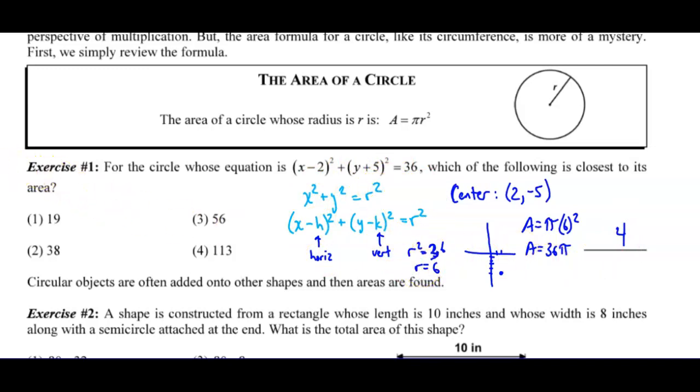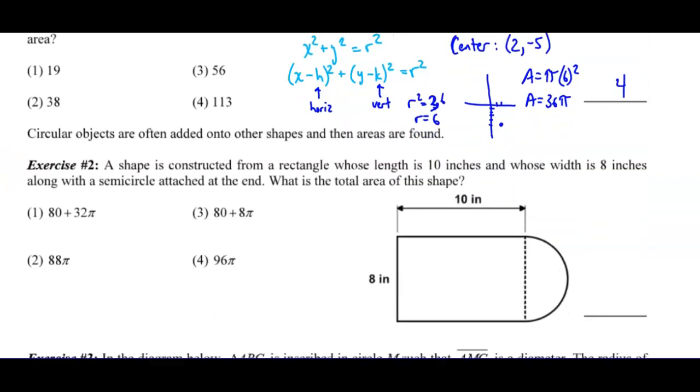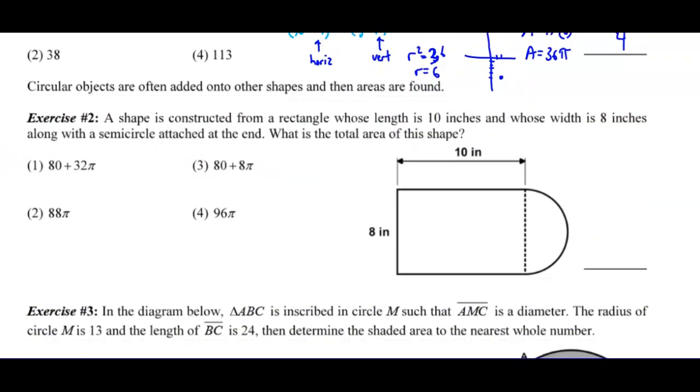Okay, so circular objects are often added on to other shapes. We've seen these composite figures before. This one's about area and not perimeter. So the area of the rectangle is very clearly 80. I'm not going to get too much into that. But the area of the semicircle, what we have to do is take the formula for area of a circle and multiply it by a half.